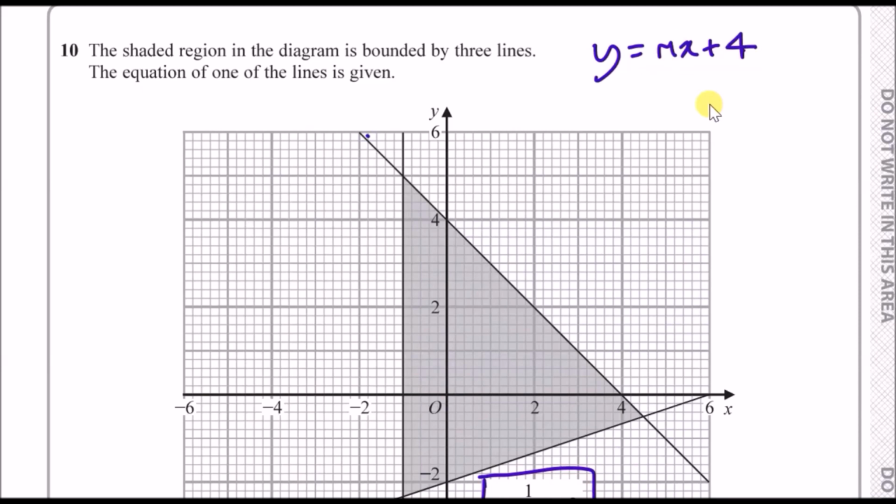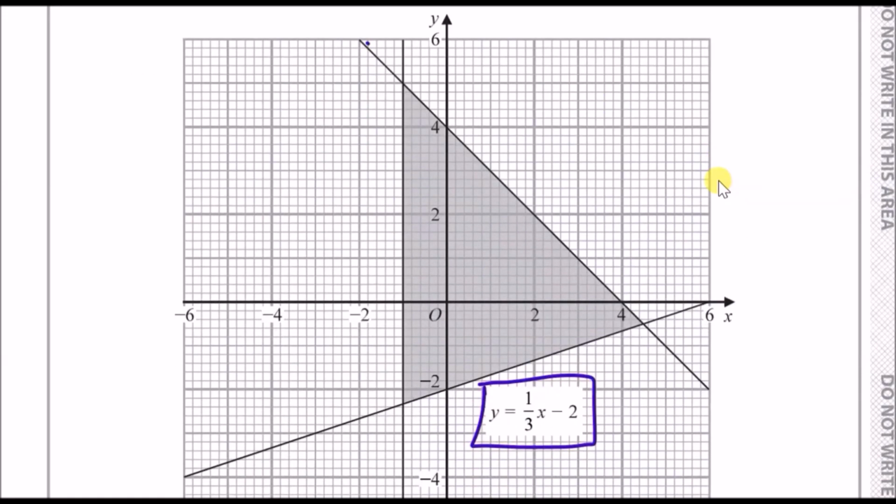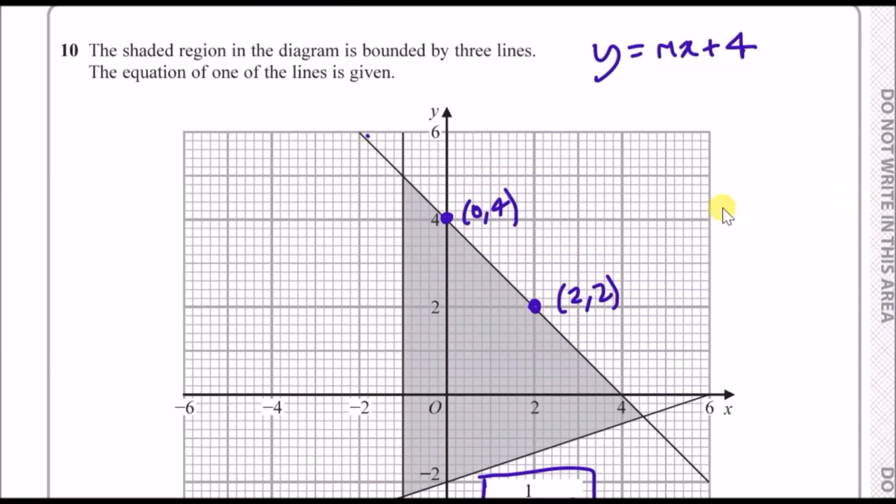Now to get m, let's pick two random points and calculate its gradient, yeah? So what I'll do, I'll just pick, let's say, this one here and this one here. So this is (0, 4), and this one is (2, 2). Now to calculate the gradient is simply the change in the y coordinates over the change in the x coordinates. Well, looking at the change of the y, it's going to be 4 take away 2 over 0 take away 2.